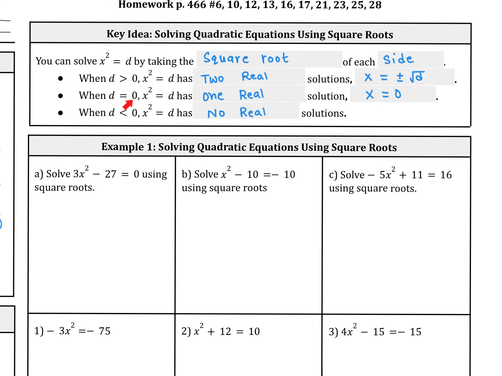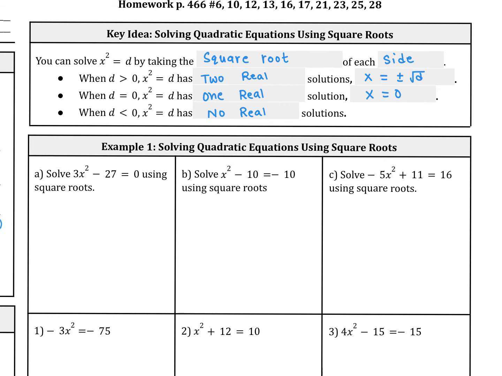When d is 0, x squared equals d has one real solution, and that solution will be x equals 0. When d is less than 0, then x squared equals d has no real solutions. Now we are going to discuss example number 1, solving quadratic equations using square roots.